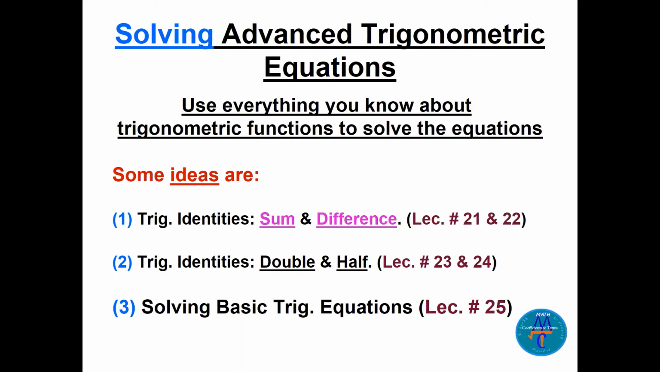I put here some ideas to help you. We can use trigonometric identities, the sum and the difference. So this is lecture 21 and 22. There are some formulas there. We can use trigonometric identities, double and half angle, in lectures 23, 24. And also, as I mentioned before, the basic trigonometric equations were mentioned in lecture 25.